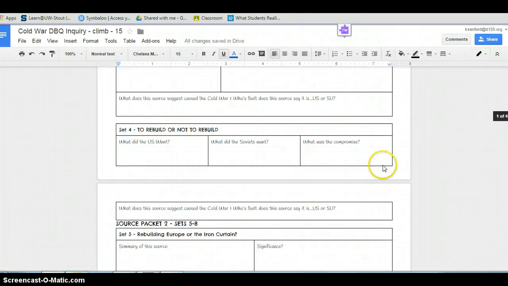Alright, so this section or this data set is talking about to rebuild or not to rebuild. So you're going to answer the question, what did the U.S. want, what did the Soviets want, and what did they compromise? And just like in the last set, you're going to decide which does this article support. Does it say that the U.S. was at fault for the Cold War or the Soviet Union?